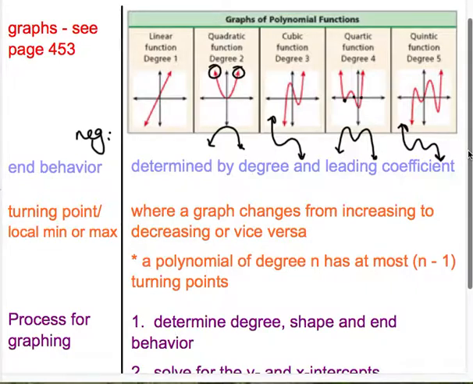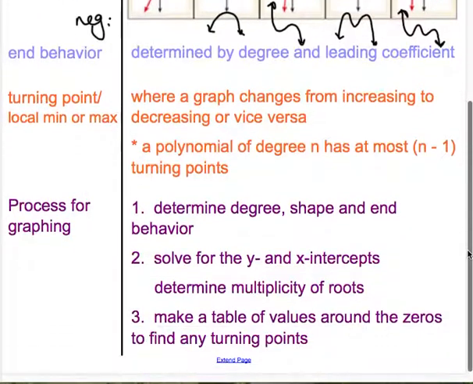And our process for graphing. First, we'll determine the degree, which will give us the shape and the end behavior of the graph, and that just comes from the highest power in the polynomial. We'll solve for the y and the x-intercepts. Remember, substituting 0 for x to get our y-intercept, substitute 0 for y to get our x-intercept, and the multiplicity of the roots.